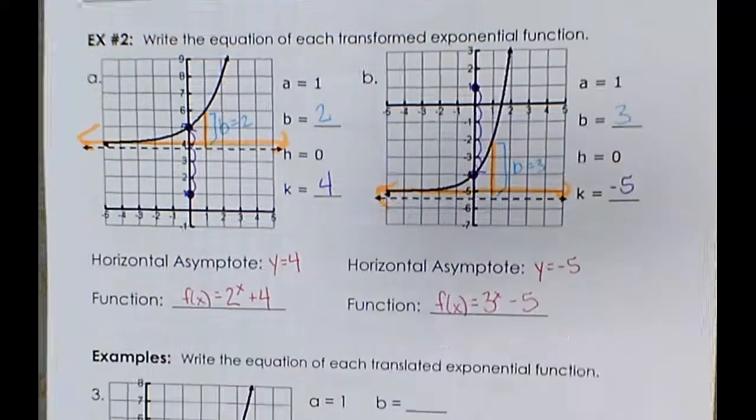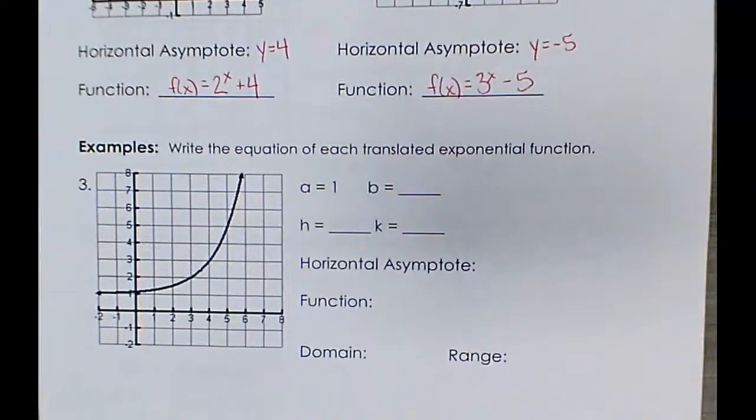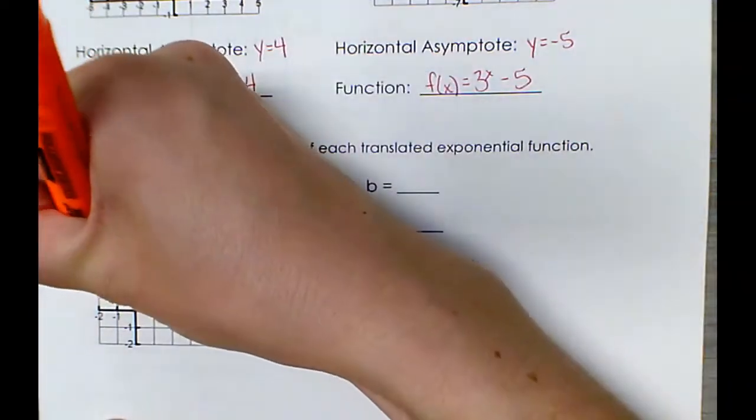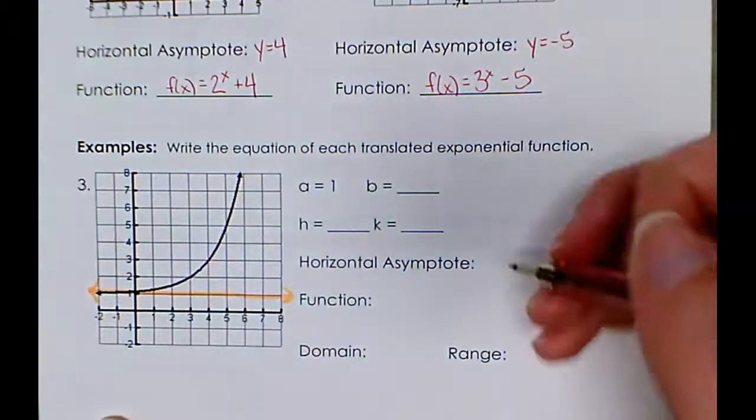So let's write the equation of this translated exponential function in example 3. And it asks for the domain and the range, and that's okay. We can totally do that. But we might have some shifting vertically and horizontally. So let's pay attention to the horizontal asymptote first. It kind of flattens out right here. That's going through 1. So y equals 1.